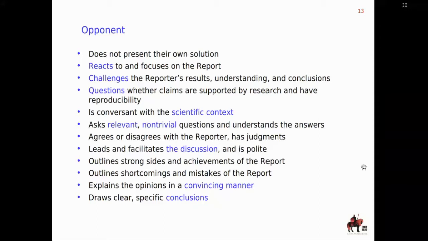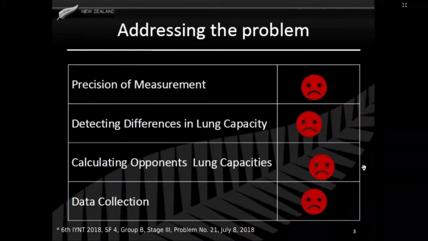They outline strong sides and achievements of the report. They outline shortcomings and mistakes of the report. They explain their opinions convincingly, and they also draw clear and specific conclusions which are related to their opinion about the report. So this is what we expect from the opponent.